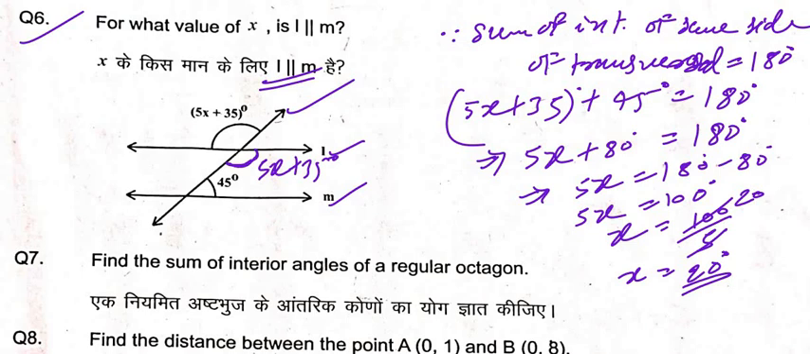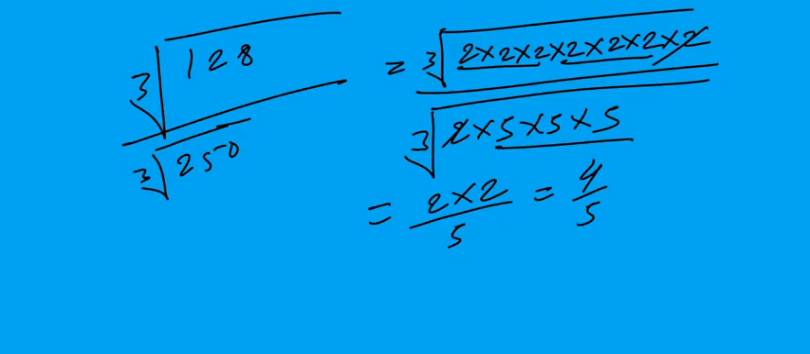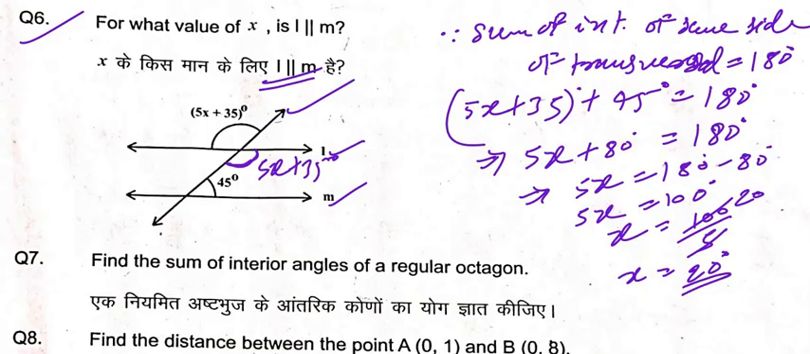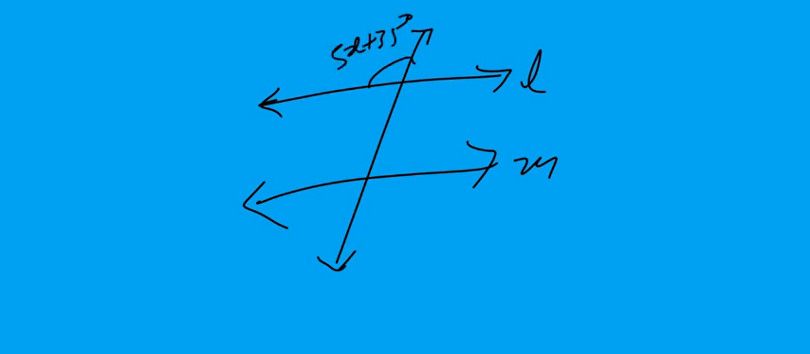Now we can also apply linear pair, we have so many concepts. Either you use the vertically opposite angles or you use the linear pair, you will also get the solution. I will also explain how we will solve by linear pair. So see the question, how to solve this question. L parallel to M is already given, and angles are also given. So this is L, this is M. This one is the transversal and this angle is given 5x plus 35 degree and this angle is given 45 degree. So there is no direct relation.